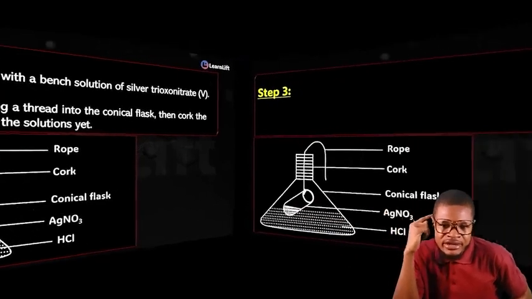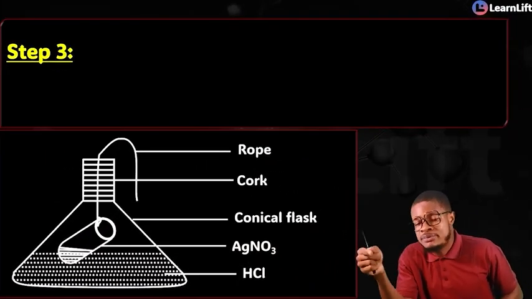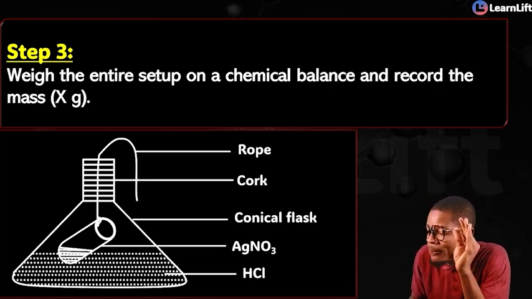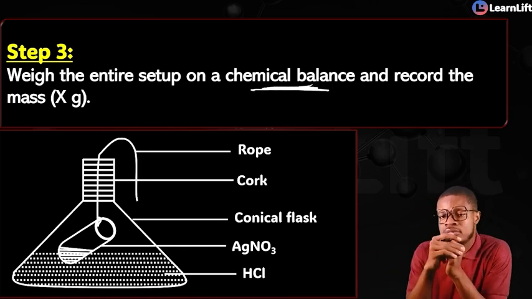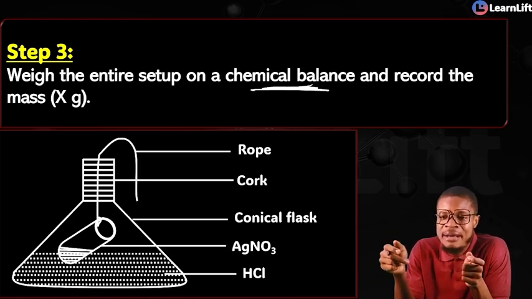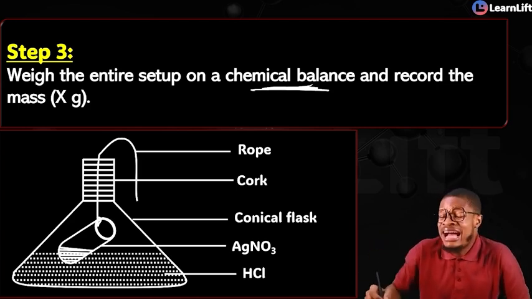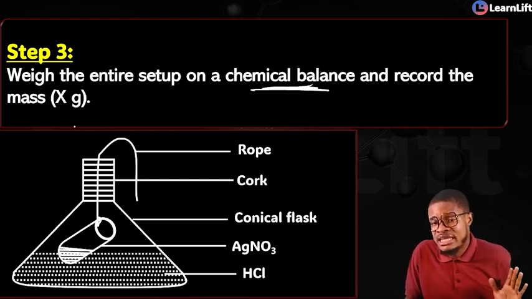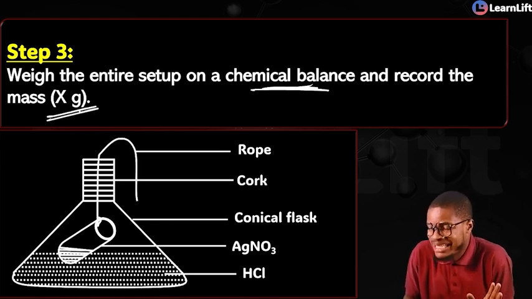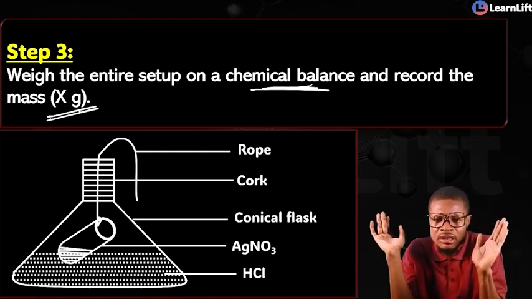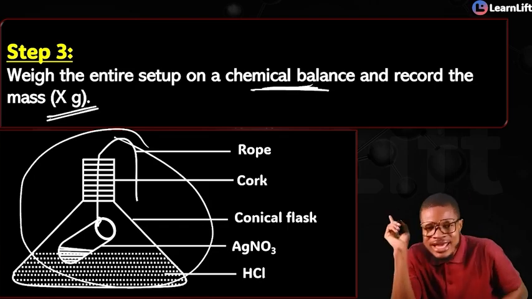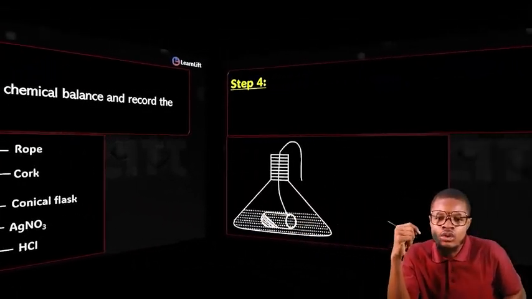Now, step 3, very, very quickly. What do we do in step 3? We are told not to mix it yet. In step 3, weigh the entire setup on a chemical balance. So, carry your chemical balance and weigh the entire setup and record the mass. Whatever the mass is, I'm taking it as my X gram. This entire experimental setup, weigh it. After weighing it, we are going to step 4.